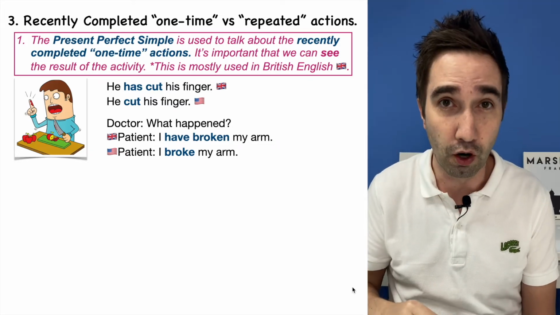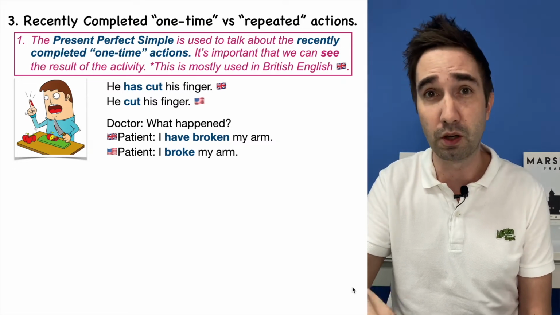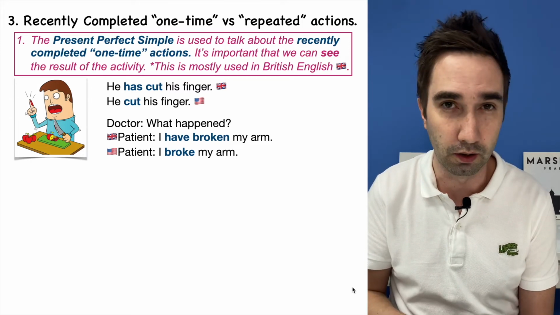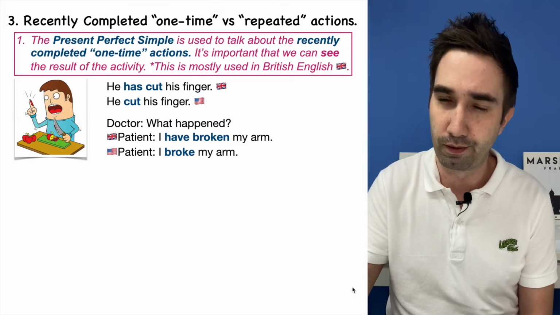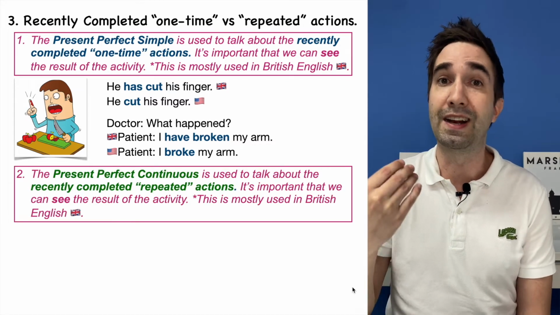But they're both okay. So if you're studying in a British English school or British English textbook, probably "I have broken my arm" will be the correct answer. If you're using an American English textbook, "I broke my arm." Both, no problem.